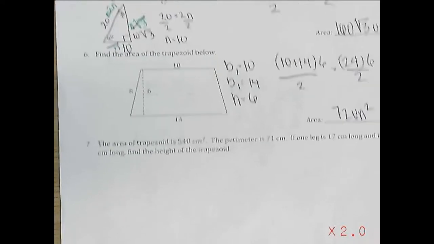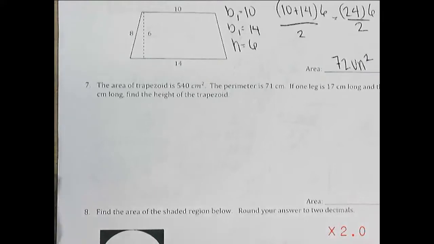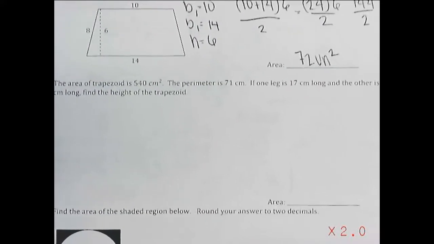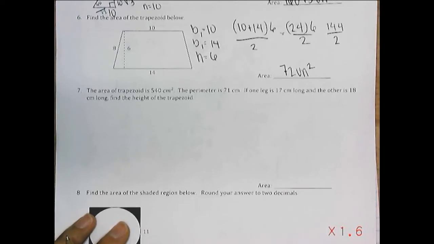Okay, so number 7 is where things got a little tricky for some of us. Let me just pull this camera a little bit over. And zoom out a little. Oh, that zoomed out too far.